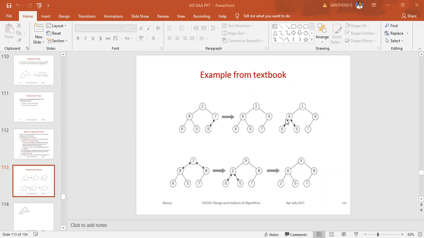So after that, now you come with 9. So 9 is compared with 6 and 5. Both children are lesser than the parent. So after that, this level is finished. Now you come for this level.